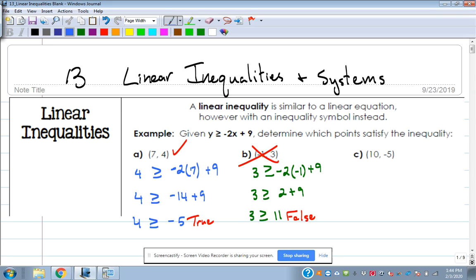Let's check C and see if it works. Maybe more than one of them works here. So plugging in negative 5 for y and 10 for x, it's going to be negative 5 and negative 20 plus 9. Negative 5 greater than or equal to negative 11. That's also true. So we end up with two of these working here.